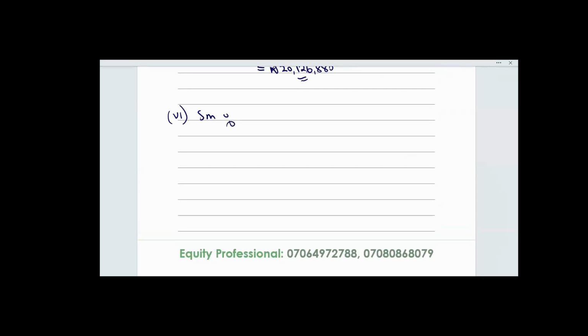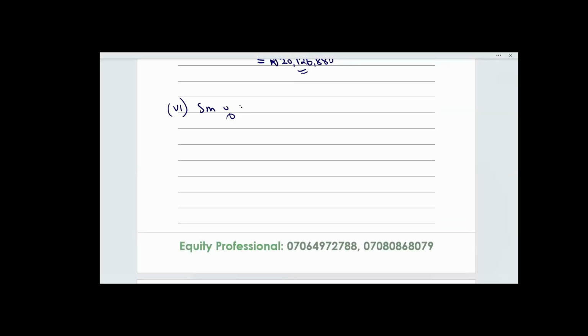Number 6, let's move faster. Number 6 is sensitivity margin of product life. Sensitivity margin of product life is computed as product life minus break-even point of product life over product life multiplied by 100 over 1.